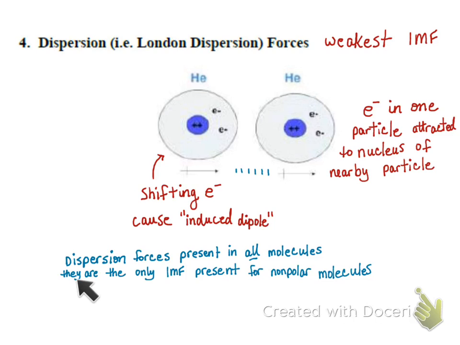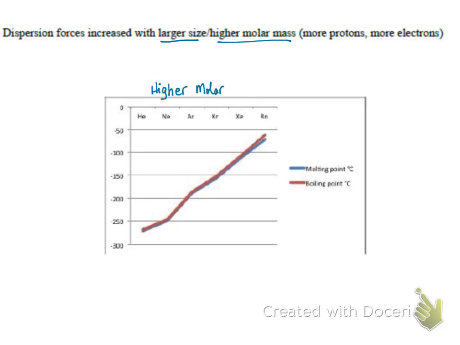However, we only talk about them when the molecules are nonpolar. They are the only intermolecular force that is present. So it's the only thing that attracts them together is dispersion forces. So when we talk about them, we always talk about them in relationship with nonpolar molecules because these molecules have no other IMFs. Dispersion forces are increased with larger size and higher molar mass, which makes sense because there are more protons, more electrons, so the forces are stronger, and that's why as you increase the molar mass, the boiling point and the melting point is going to increase.